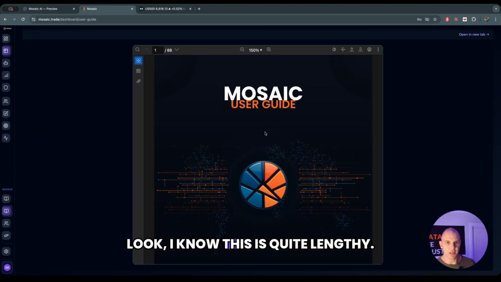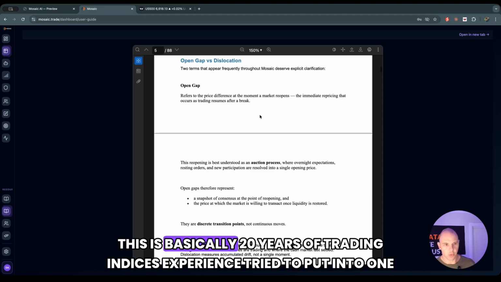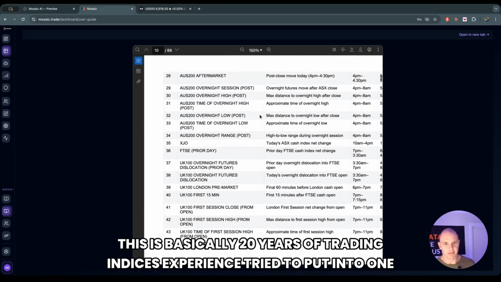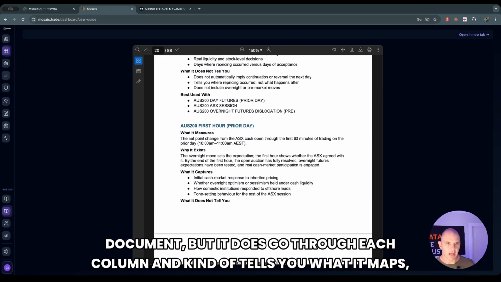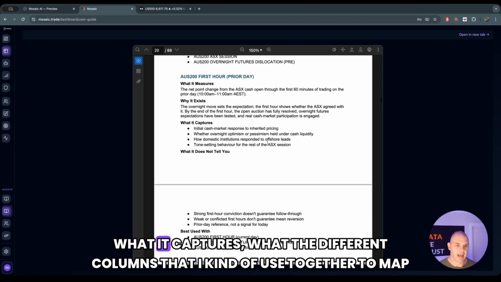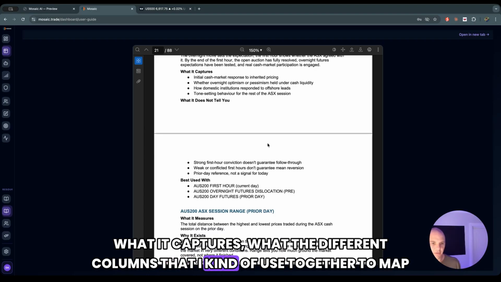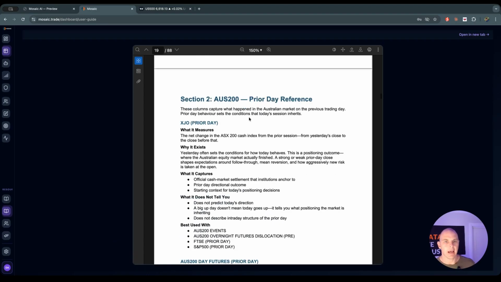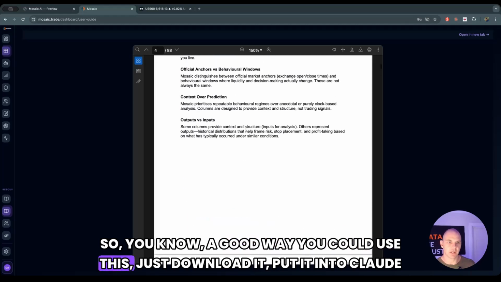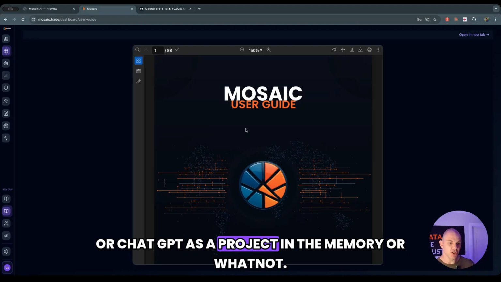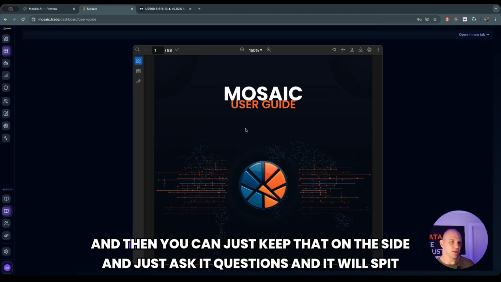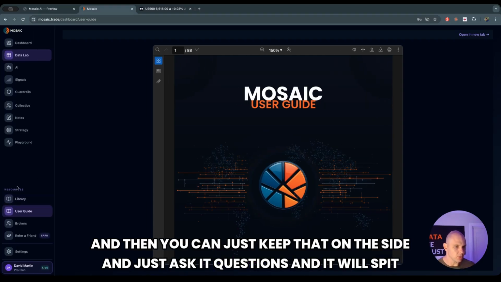User guide, look, I know this is quite lengthy. This is basically 20 years of trading indices experience tried to put into one document, but it does go through each column and tells you what it maps, what it captures, what the different columns that I use together to map it out. So, a good way you could use this, just download it, put it into Claude or ChatGPT as a project in the memory or whatnot, and then you can just keep that on the side and just ask it questions, and it will spit it out for you.